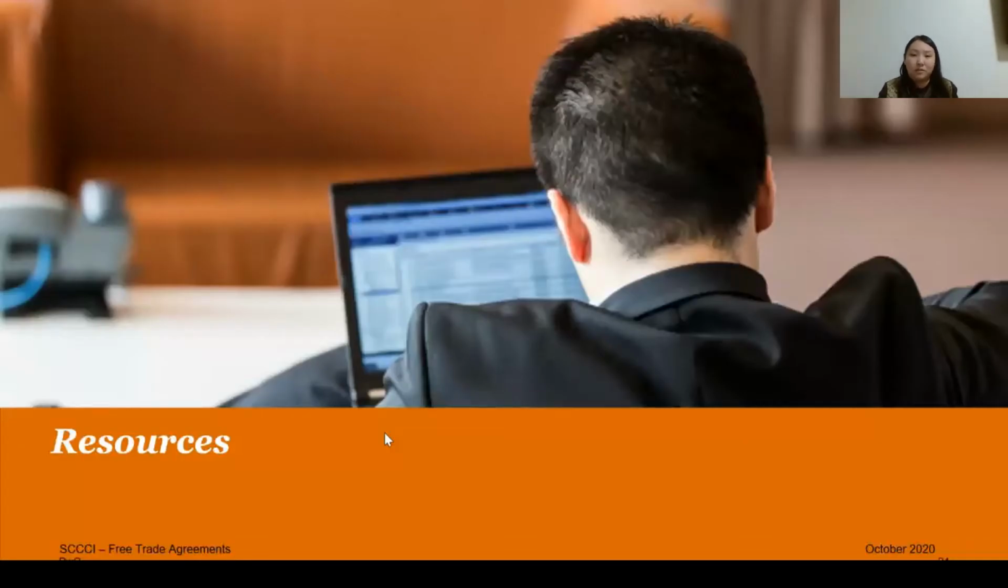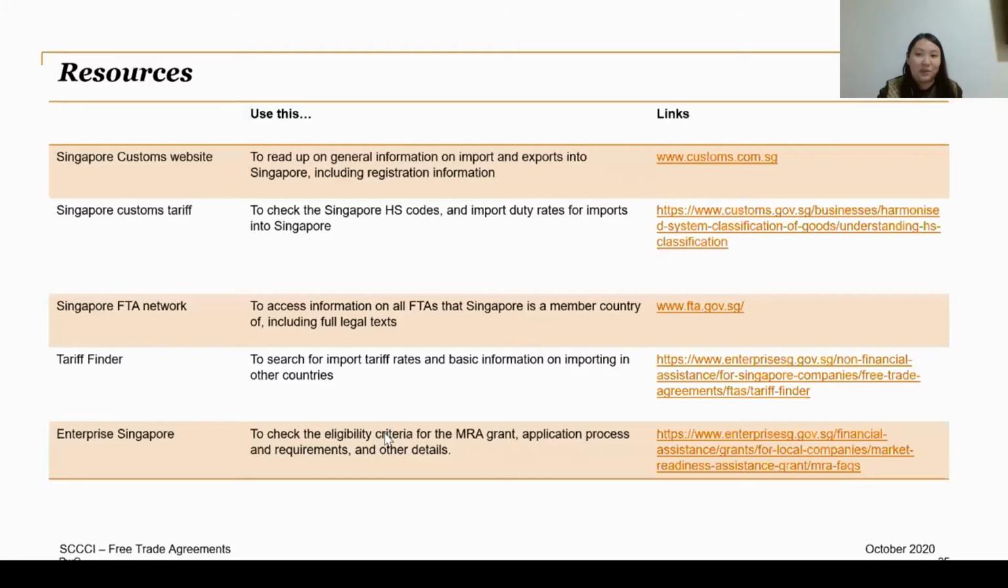So up to here, I feel that there is a little bit of scaring, but I'm not here to scare you. I'm here to encourage all of you to use FTAs. So I put together some resources to help you get started. The Singapore Customs website has a lot of information on the processes, how to submit factory registration, the template for the manufacturer's cost statement, etc.